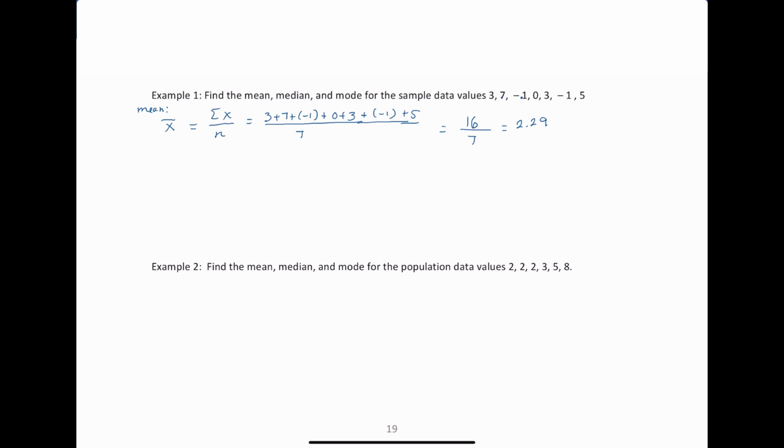For the median, we have to have our data values arranged in numerical order from smallest to largest. So let's see, I have a -1, I have another -1, and I have a 0. Then we have 3, 3, 5, and 7. Which one is in the middle? It's this 3. So our median is 3.